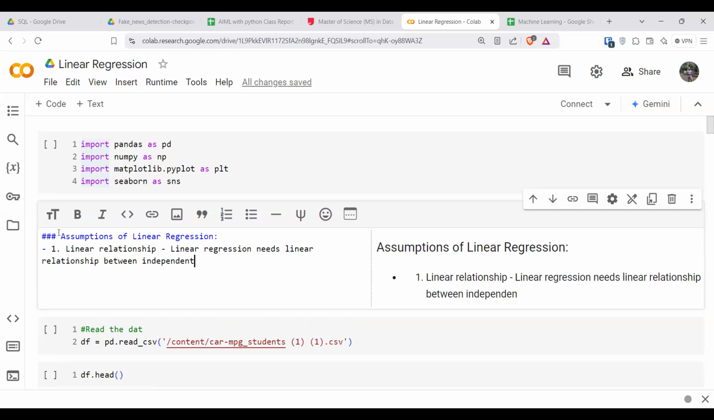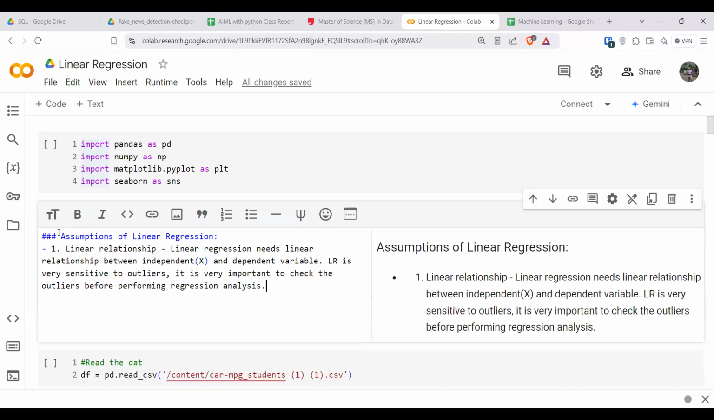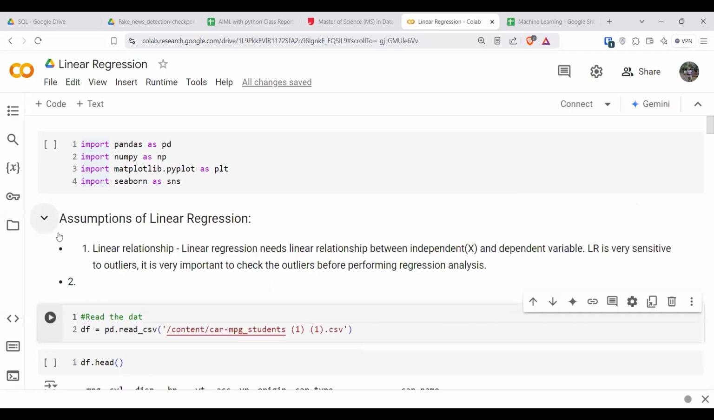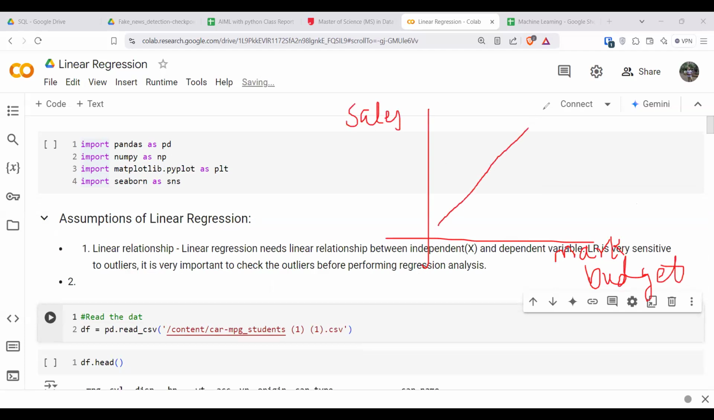Linear regression is very sensitive to outliers, and it is very important to check the outliers before performing regression analysis, before the model fitting part, right? So what do you mean by this? The sentence has a very simple meaning. Let's say you have only one independent variable, that is marketing budget, and you have the target variable, that is sales. There should be a linear relationship, meaning if you are increasing your marketing budget, your sales should increase linearly.